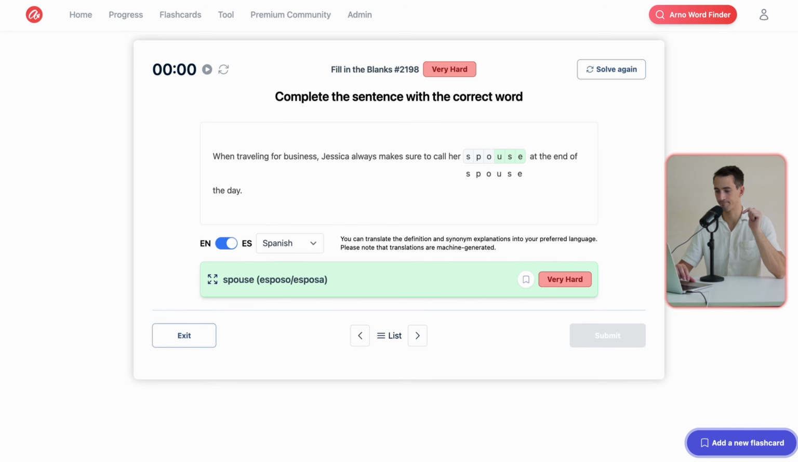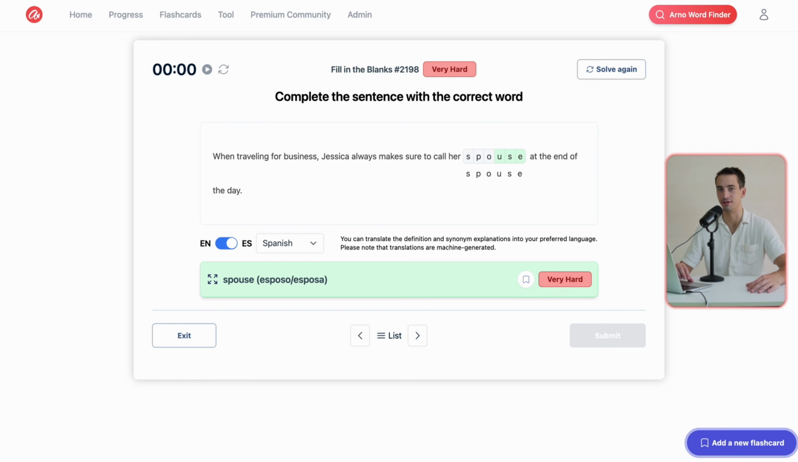So in this one, I had to read the whole sentence in order to know what the incomplete word is, because I needed the full picture. So Jessica is traveling for business. She is away from home. And she makes sure that she calls somebody at the end of every day. Okay, so if you're traveling away from home, who do you call every day? Well, your mother or father, your children, your boyfriend, your girlfriend, your husband, your wife.